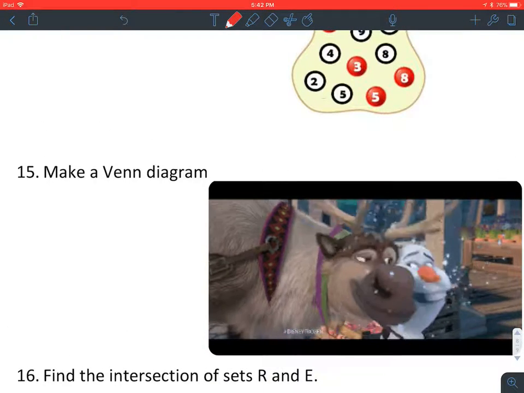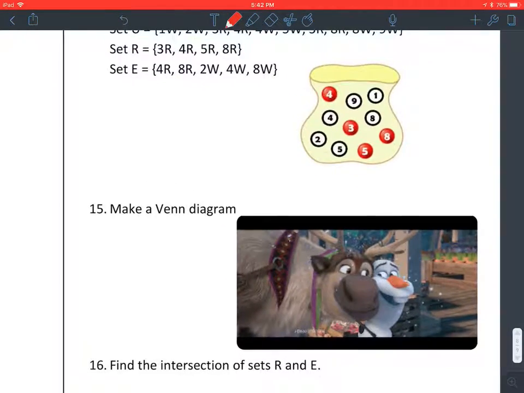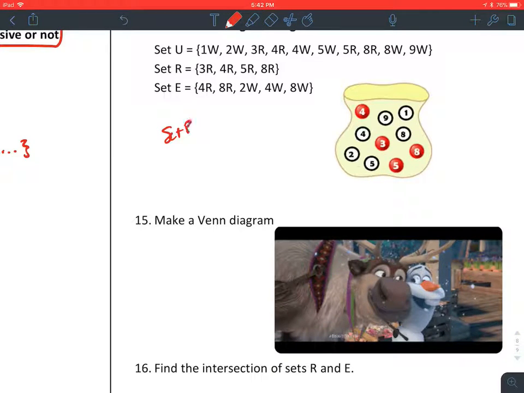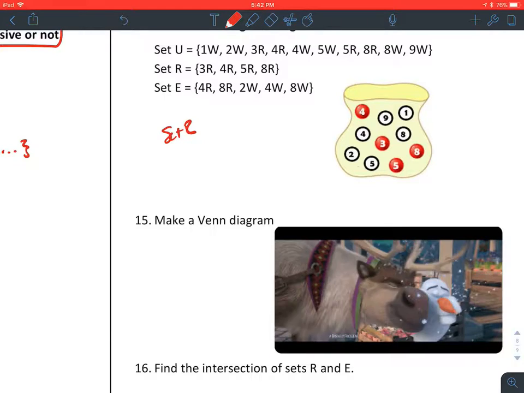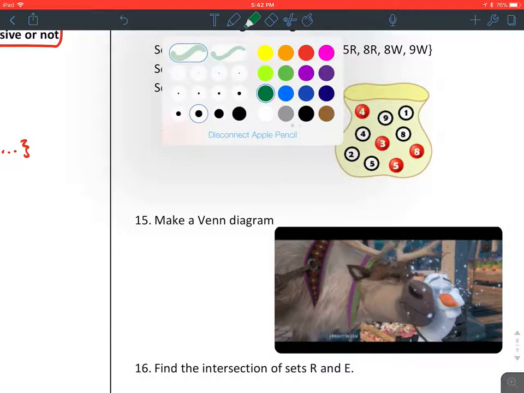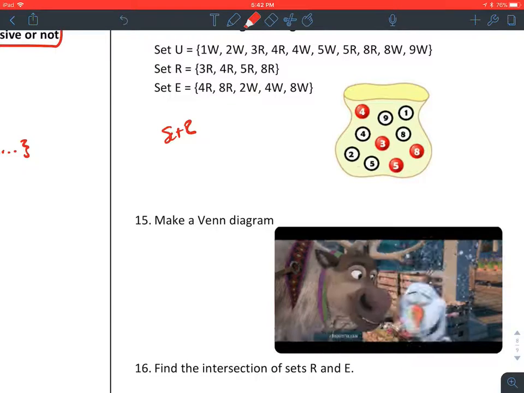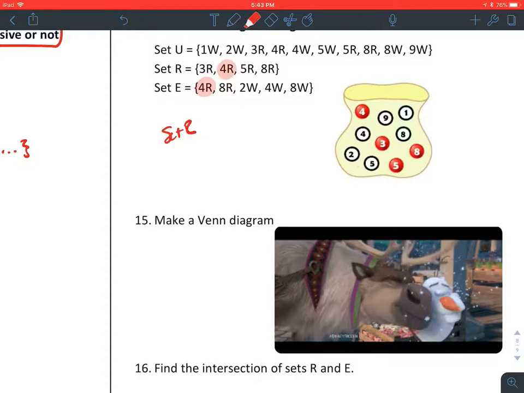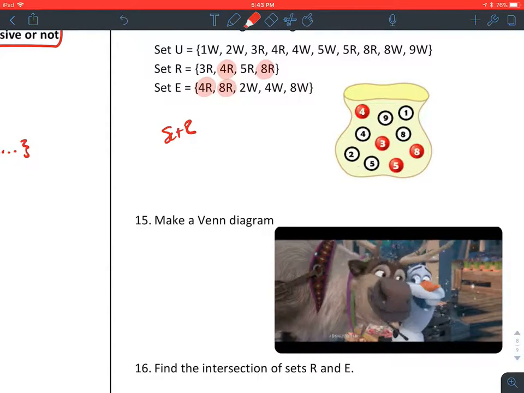So we are going to list everything that's in set R. Well, before we do that, are there any elements that they share in common? Let's figure that out first before I start getting crazy. Always want to start with what elements do they have in common. They both have a 4R. They both have an 8R. They have nothing else in common.